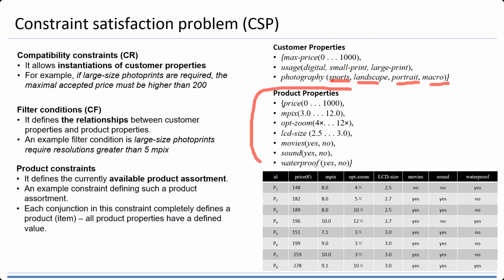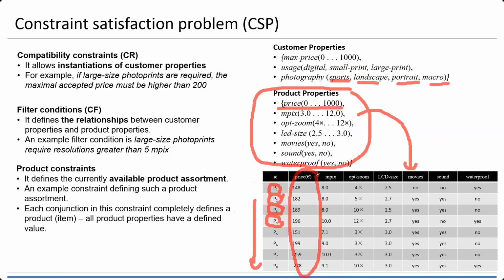For the product properties, we will just focus on the product properties that we have. So this is product 1, product 2, product 3, product 4, and so on. And each of these comes from this column. For example, the price. The price is between 0 and 1,000. So maybe this is only a sample.